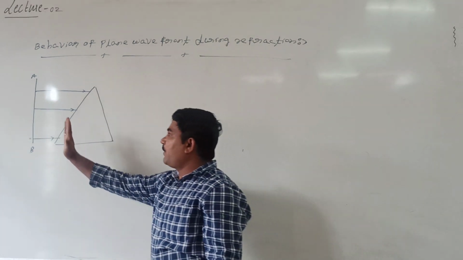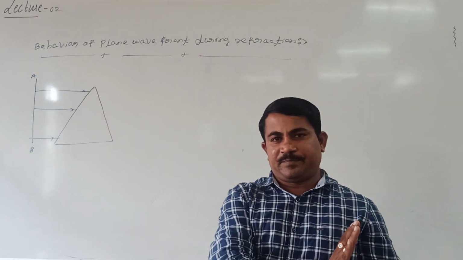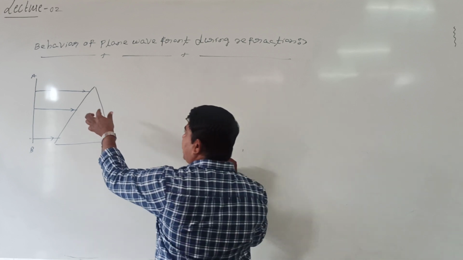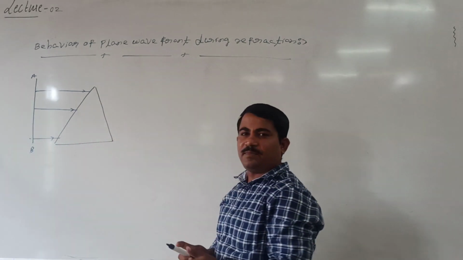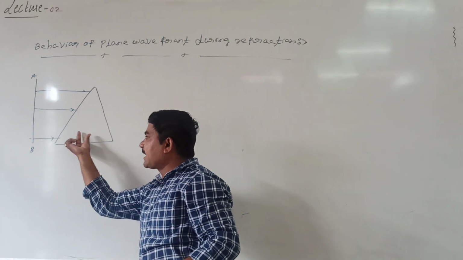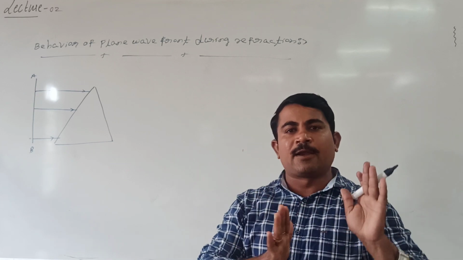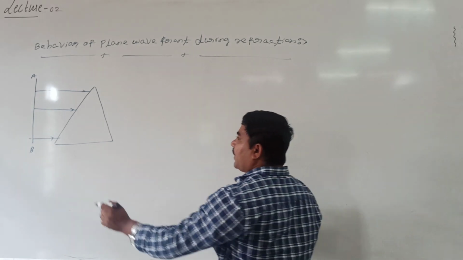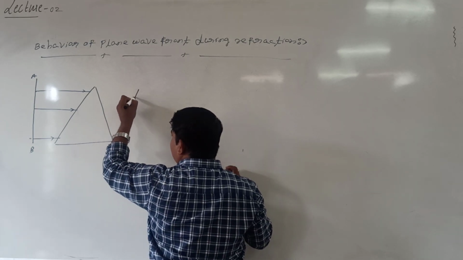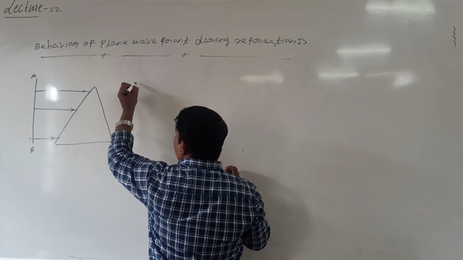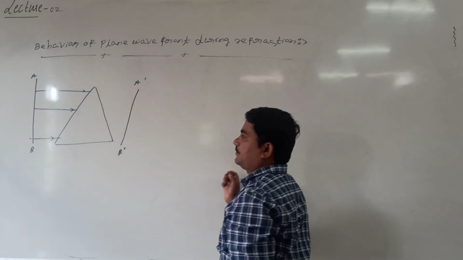When the plane wavefront is incident on the prism, it gets refracted. Actually, at this point there is lower thickness, at this point there is greater thickness. Due to greater thickness at the base, this plane wavefront gets a little bit tightened, a little bit bent. When the plane wavefront is incident at this point, the refracted wavefront becomes like this. The refracted wavefront I can mention by A dash B dash.